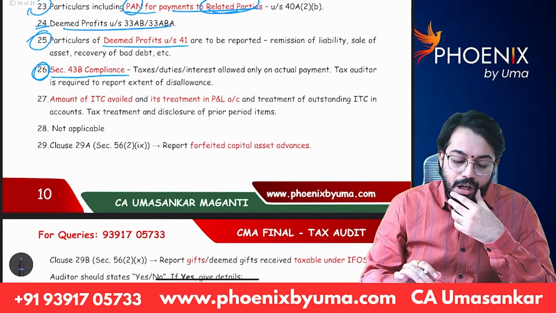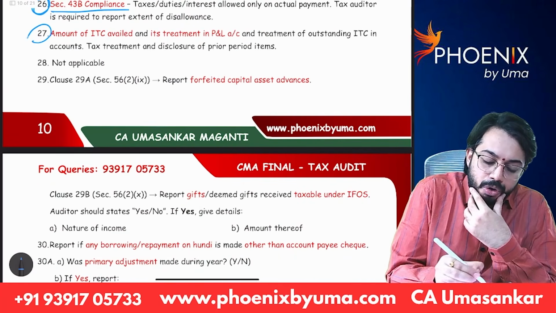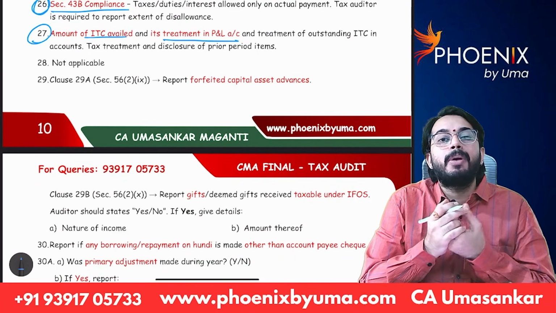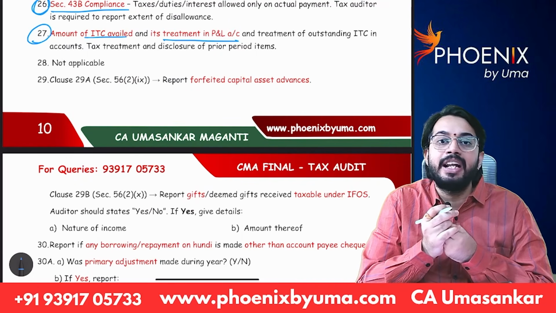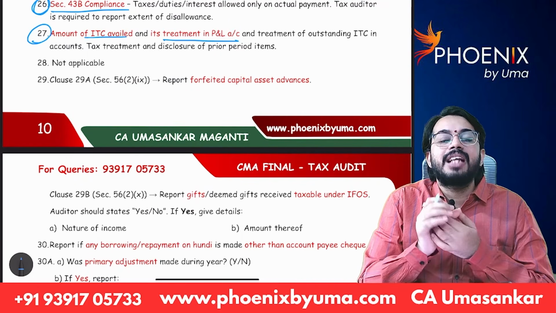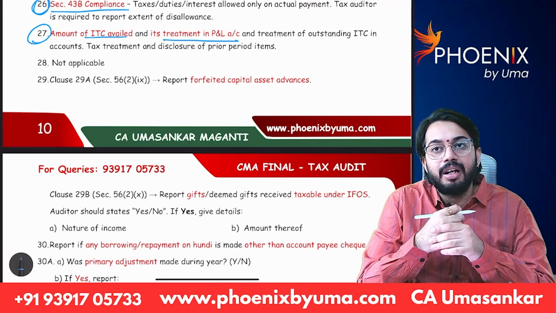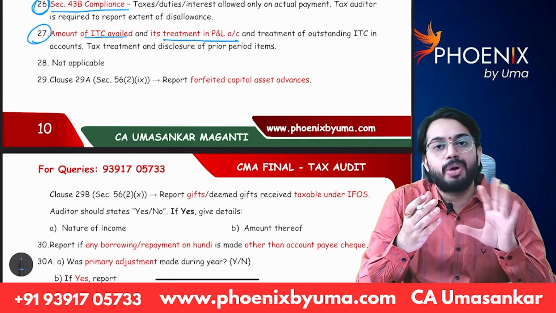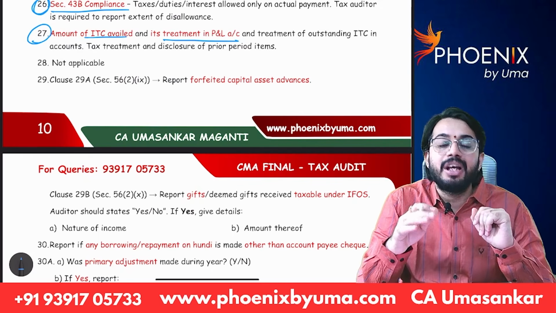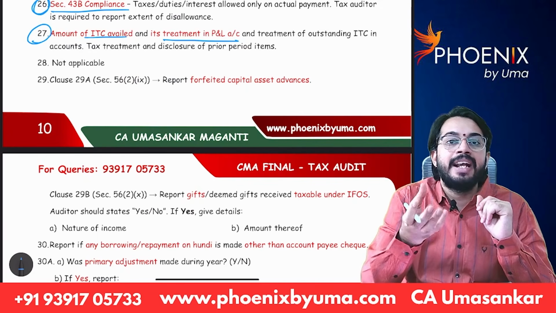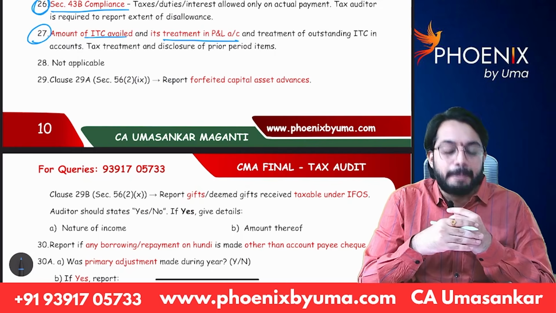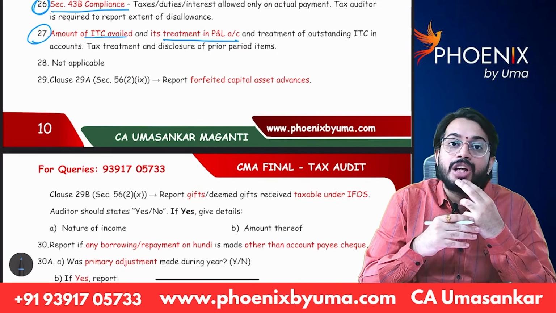Okay. Next, clause 27. Amount of ITC availed and its treatment in P&L account. You know about input tax credit, right? You would have studied in GST. What is the amount of ITC claimed under GST? And what if ITC is allowed? If ITC is not allowed, then it is the cost. That ITC amount will be debited to P&L account. That input tax credit particulars are required to be given in clause 27.